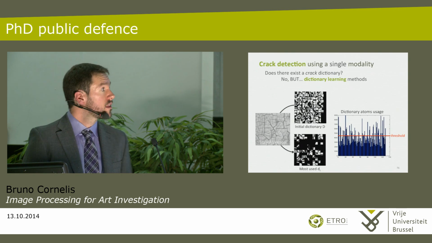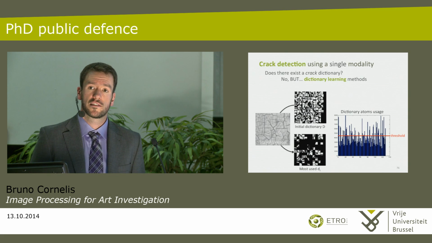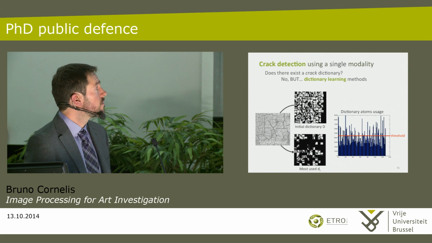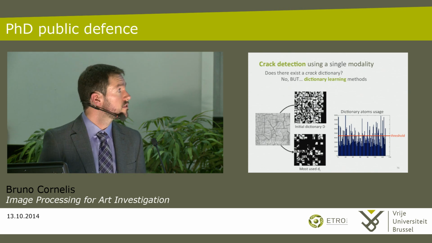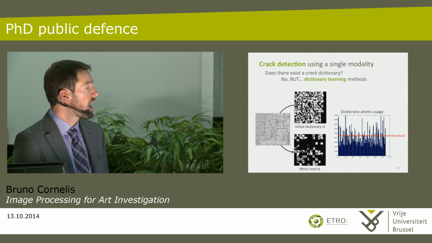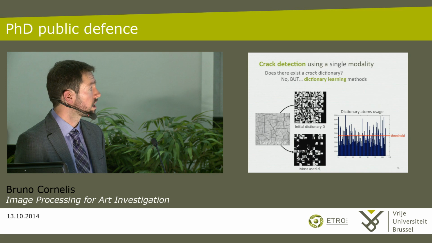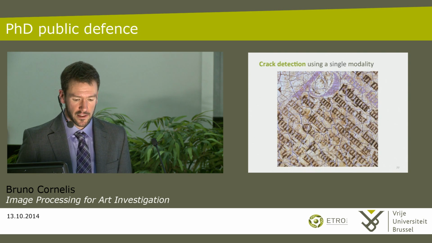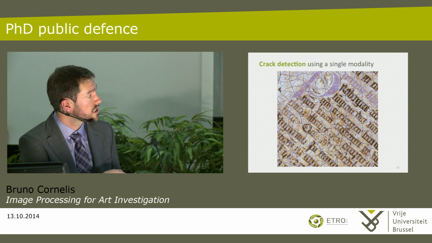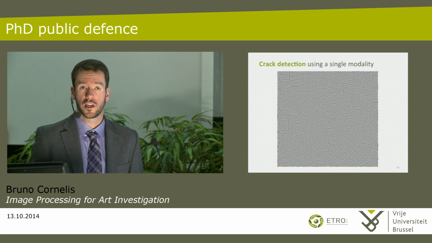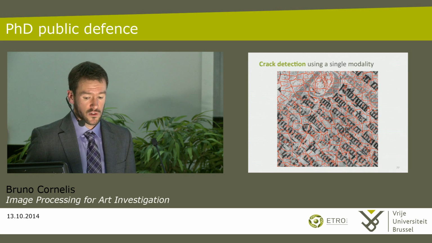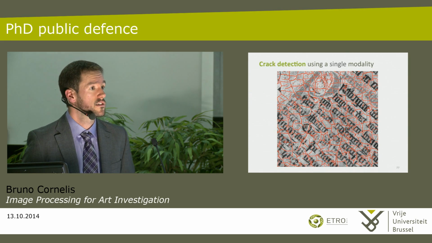For the third crack detection method, we asked ourselves the question, does there exist a crack dictionary, an optimal crack dictionary? As far as we know, no. But we do know that there are dictionary learning methods where we can learn the atoms that are used to optimally represent those crack images. So for example, here we identified the atoms that are used the most to reconstruct this training image. And then we reconstruct, for example, this image using that dictionary, and this is what we get. When we threshold that image, you get something like this. And this is a superposition on the original. So you see that we nicely detected the cracks within our painting.